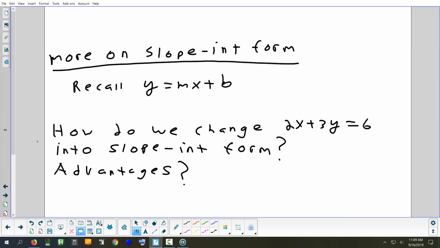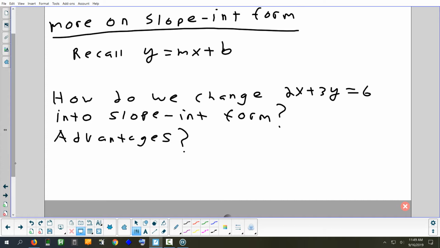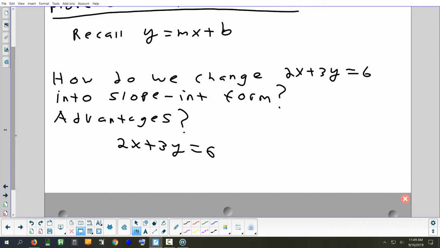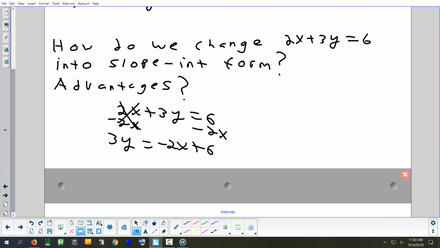So you could have an equation like that. 2x plus 3y equals 6. Now, what I could do is I could get y by itself. It's not by itself. All right, so if I subtracted 2x from each side, I could get 3y equals, and I could do it this way, negative 2x plus 6. And then I could divide everything by 3.